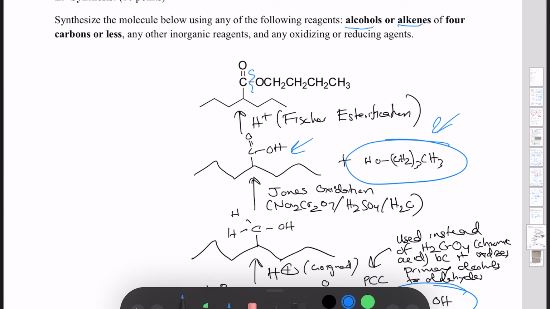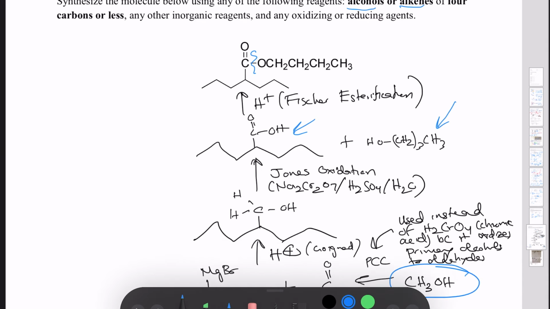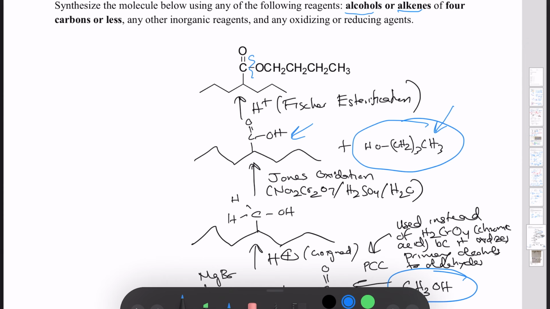And before I forget, I forgot to address this reagent, but since it is an alcohol of 4 carbons or less, it checks off. So we don't need to go backwards retrosynthetically anymore for this particular part of the process. Now, for this compound, it still doesn't match the criterion that the problem gives us. It is an alcohol, that is true, but it's not an alcohol of 4 carbons or less. So we need to break down the structure more.